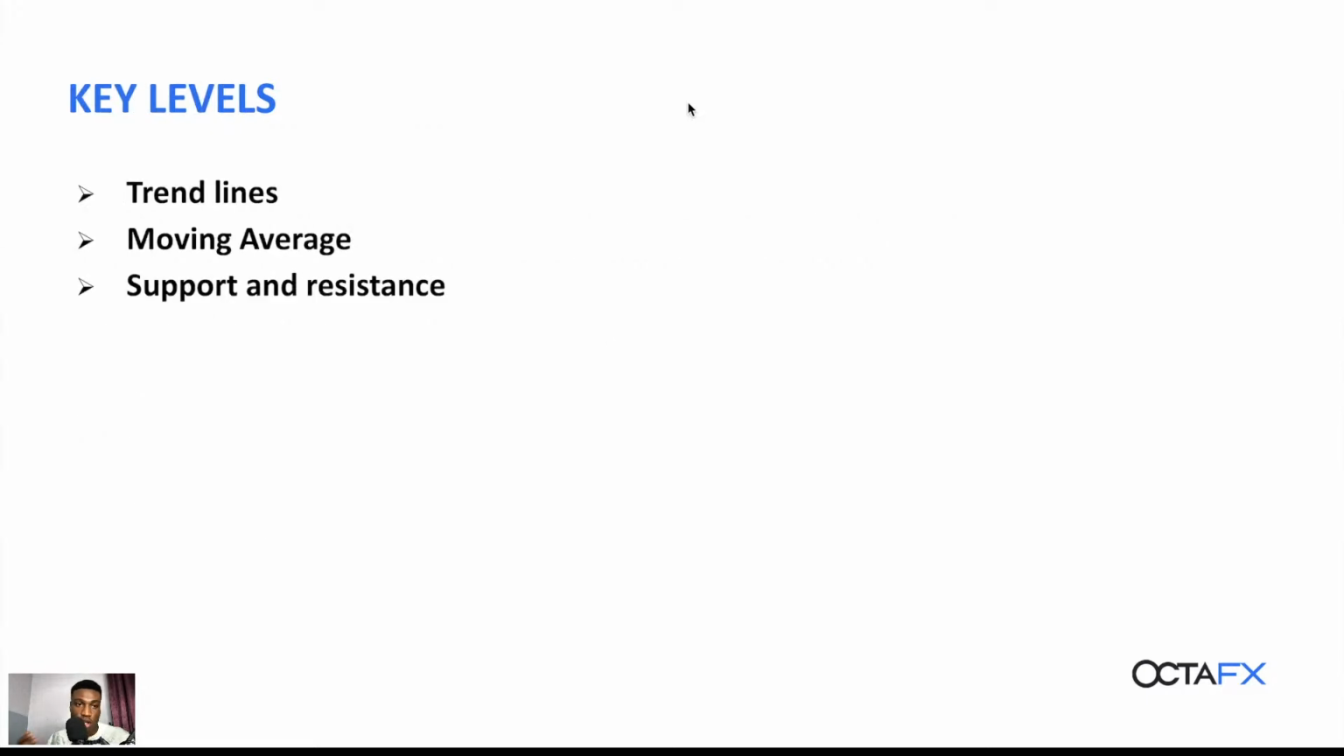Your framework should also contain key levels, which are trend lines, moving average, support and resistance. If you don't know what that is, support is an area on your chart where buying pressure could kick in. Resistance is an area on your chart where selling pressure could step in.